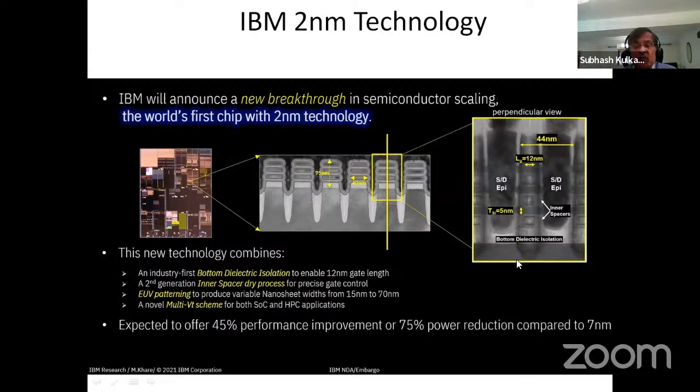Now, after building this, what do you get? You get 45% performance improvement and/or 75% power reduction compared to 7 nanometer device. So this is huge improvement.